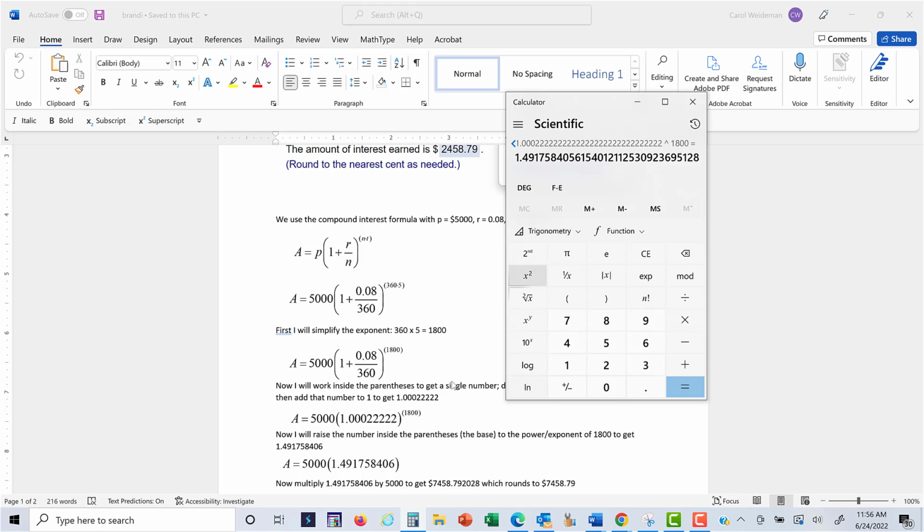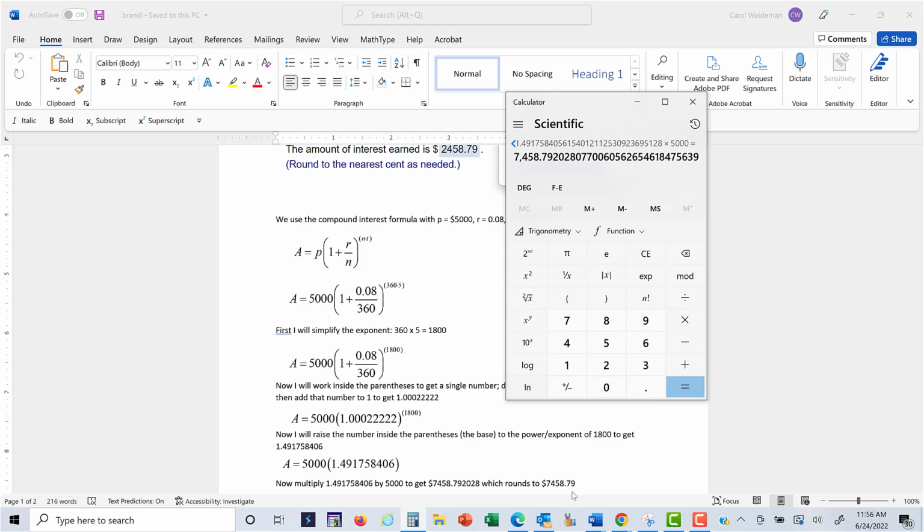And so there's where I got the 1.491758. I'd used a little different calculator, but it rounded off over here to the decimal place. You don't need all these decimals. And then the final thing I did was multiply by the $5,000. And again, there's my answer, $7,458.79, which is what I wrote down here.